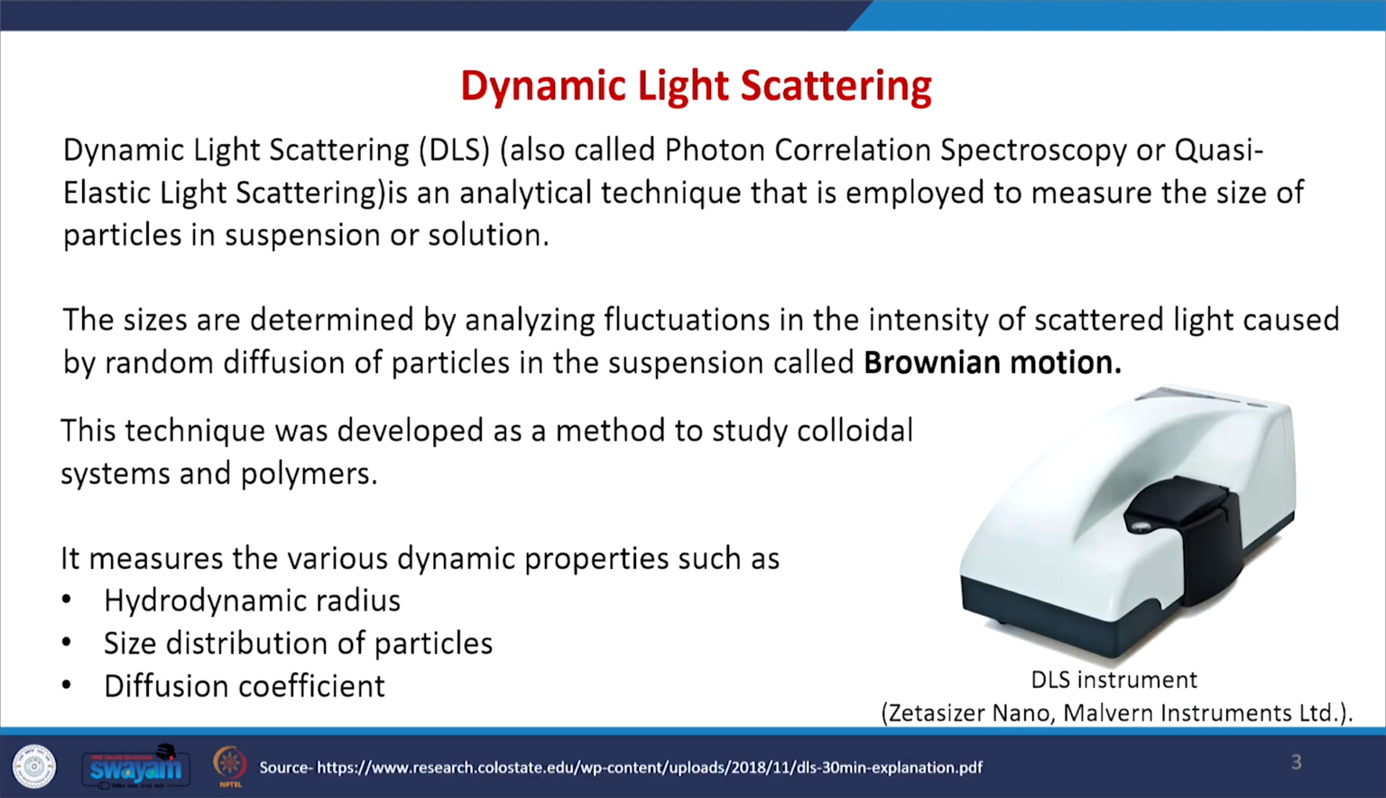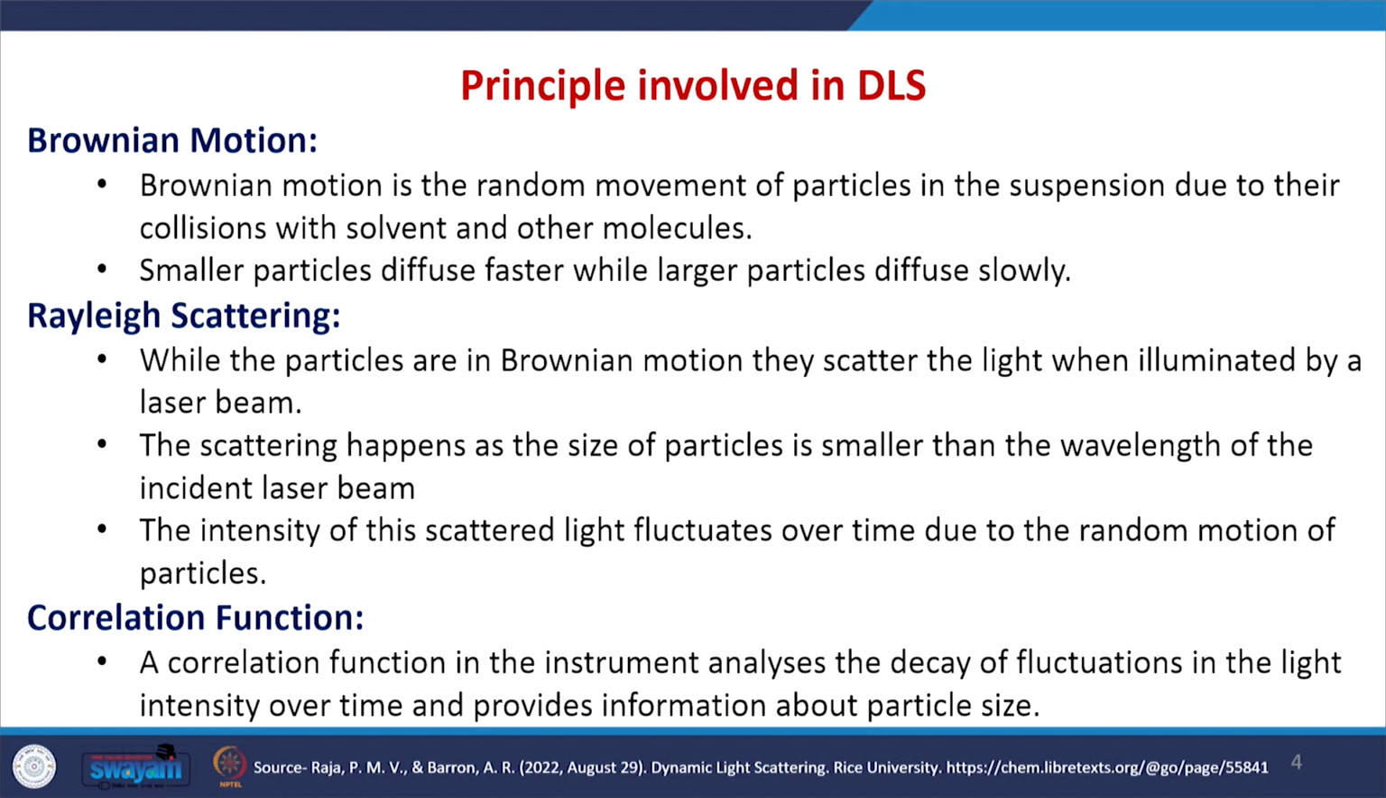Let us see what is dynamic light scattering. Dynamic light scattering, also called photon correlation spectroscopy, is a technique to measure the size of particles in suspension or solution. Here the size is determined by analyzing the fluctuation in the intensity of scattered light caused by Brownian motion of the particles. By using DLS, we can measure the hydrodynamic radius and size distribution of the particles, and also the diffusion coefficient.